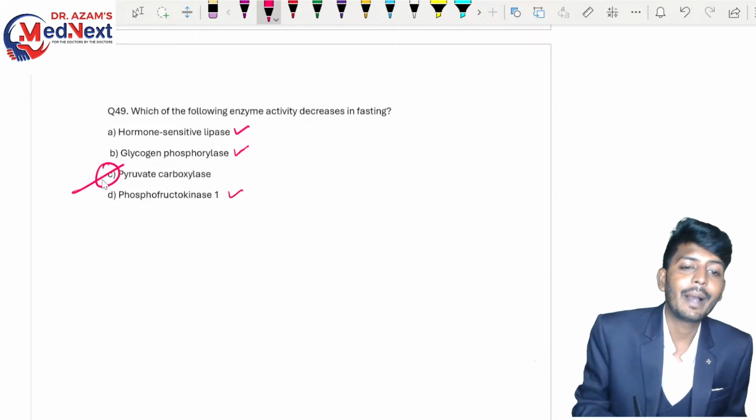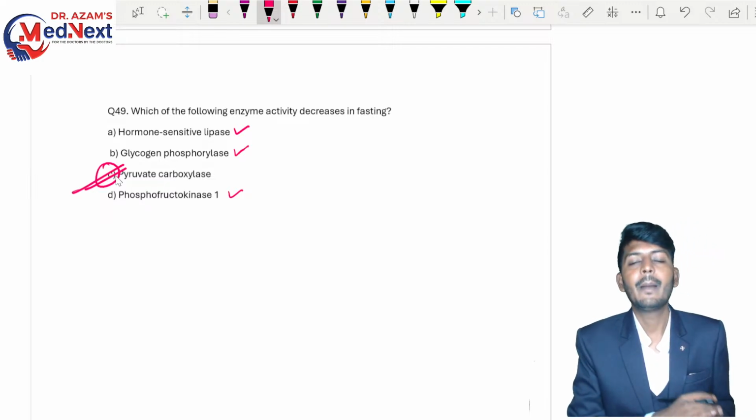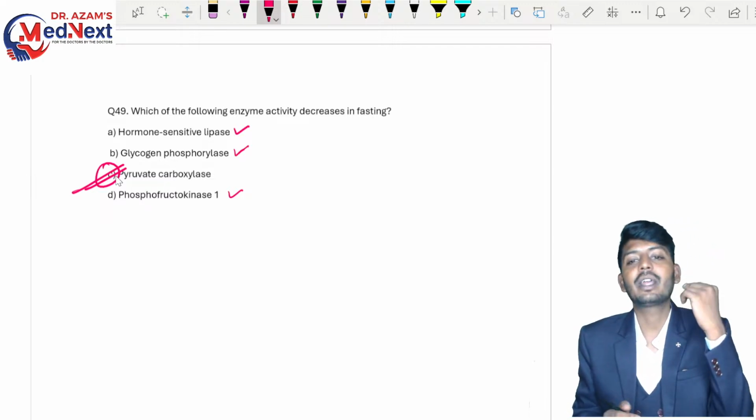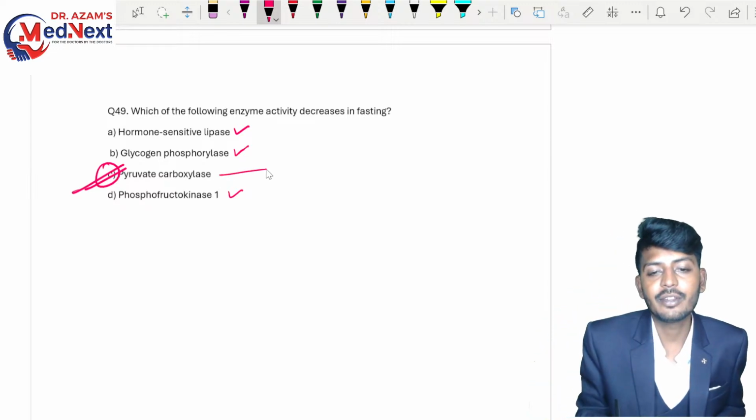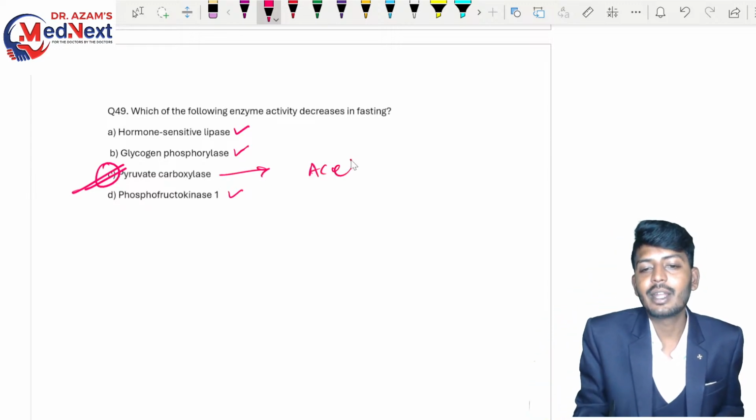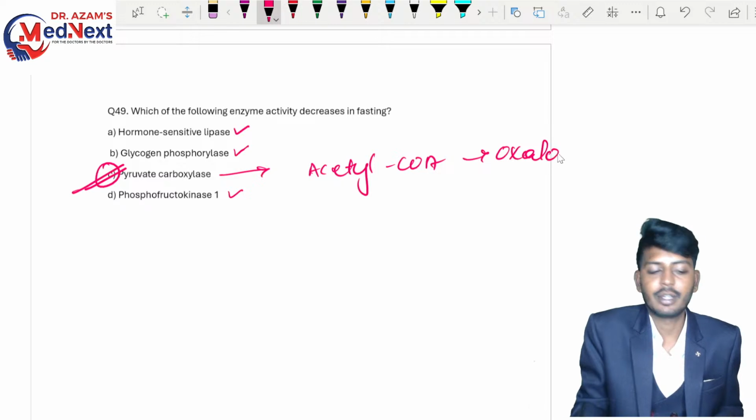The answer will be pyruvate carboxylase. So pyruvate carboxylase करता क्या है? Actually it will convert acetyl CoA. Pyruvate carboxylase normally it will convert acetyl CoA into oxaloacetate.